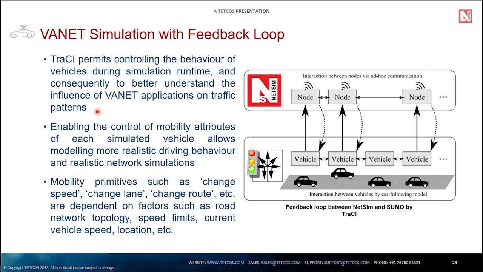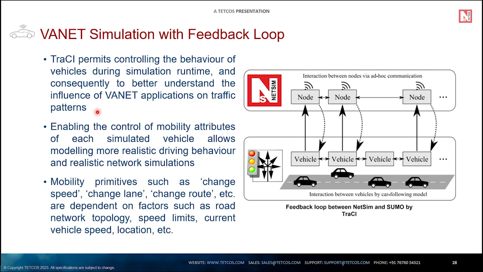TraCI permits controlling the behavior of vehicles during simulation runtime and can be used to better understand the influence of VANET applications on traffic patterns. It allows modifying the state of traffic objects such as vehicle information, route information, infrastructure objects such as traffic lights, bus stops, charging stations, etc., network objects such as lanes, junctions during runtime.